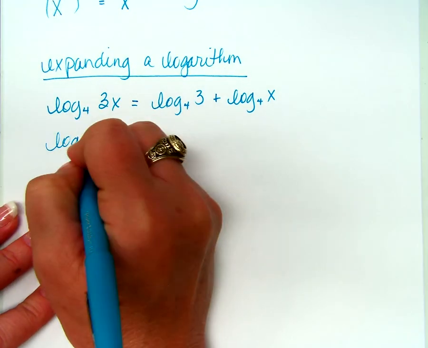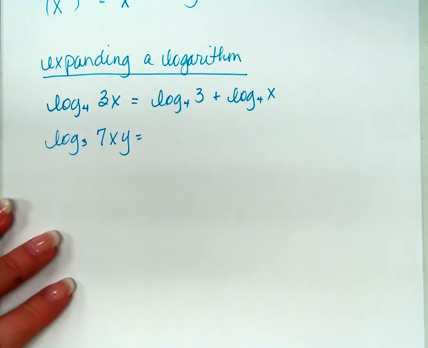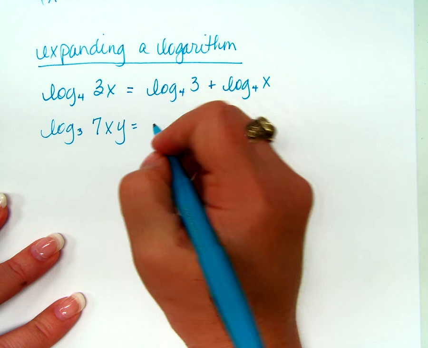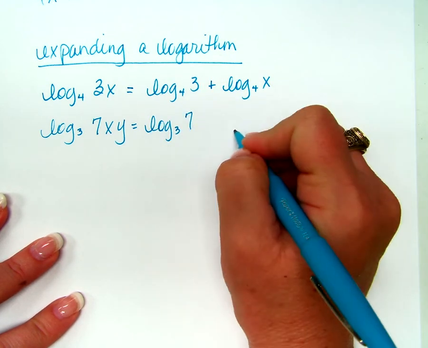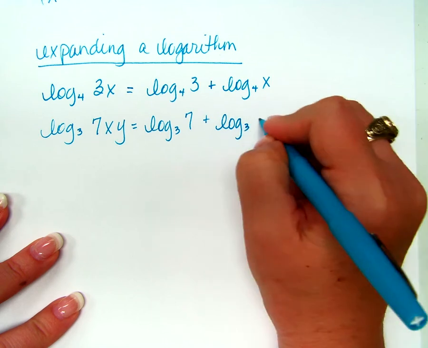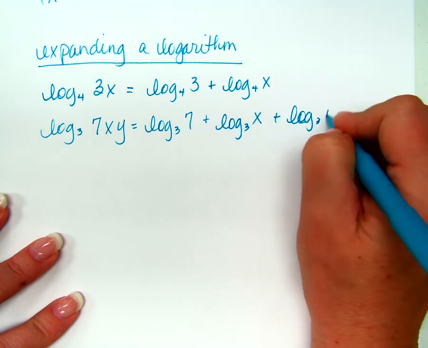Log base 3 of 7xy. How are we going to expand that log? What's it going to look like if we expand it? Log base 3 of 7 plus log base 3 of x plus log base 3 of y. Done.